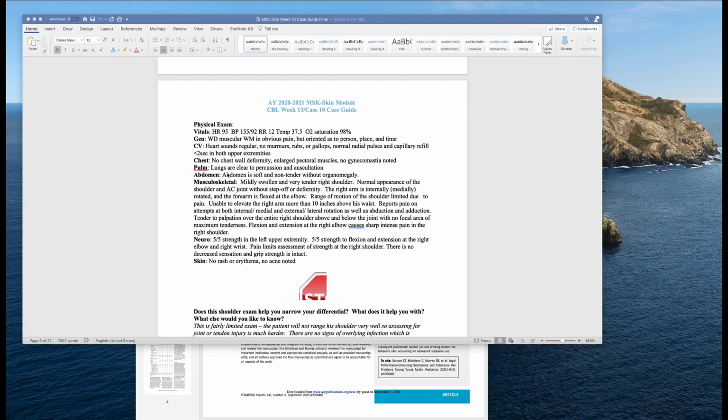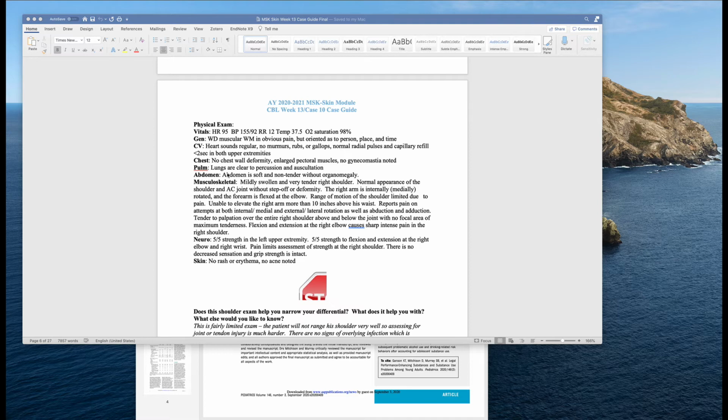So now we have the initial presentation. He is a little bit hypertensive, and we have a limited shoulder examination here, mostly because the patient really won't range his shoulder very much. That's on purpose. We want the students to initially think through the challenges of someone who presents with acute extremity pain and has limitations to their range of motion. How do you actually evaluate that? What should you do? How hard should you push them? Should you make them range their shoulder even with their extreme pain?